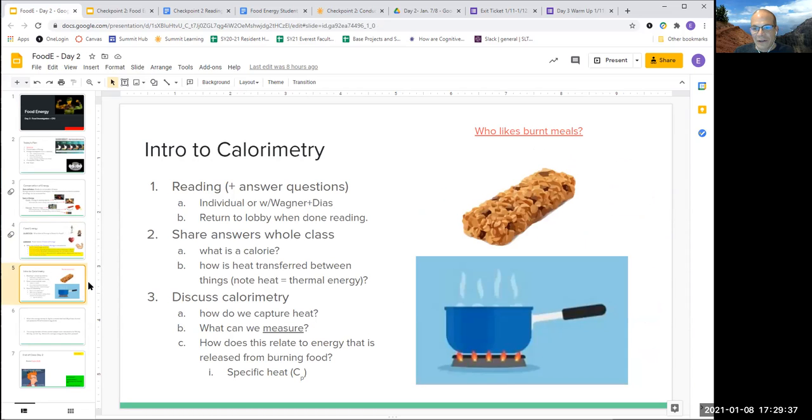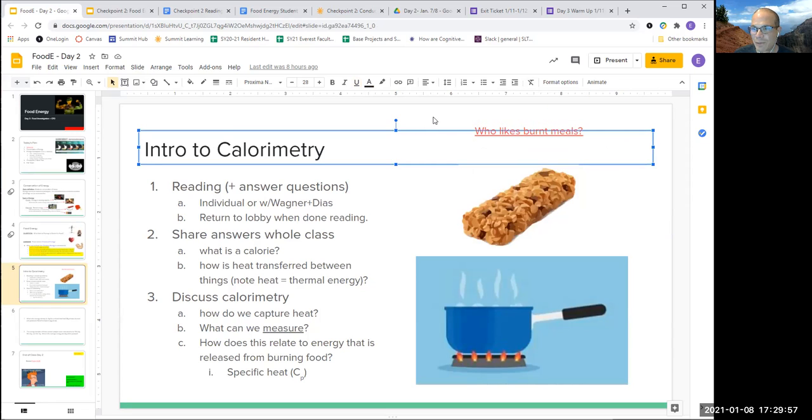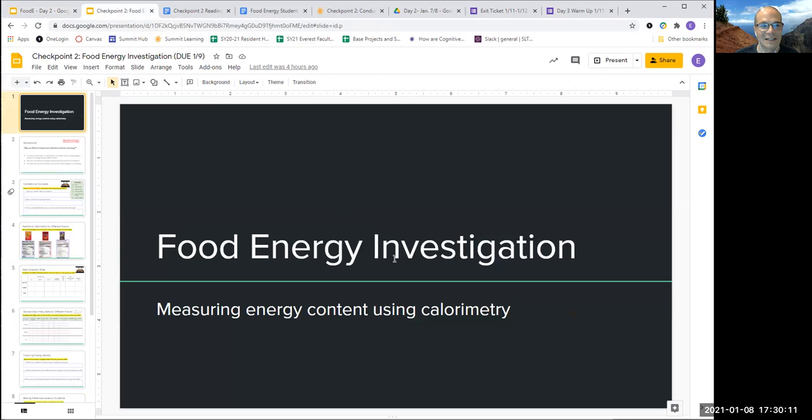then we started to get a little bit more geared towards what we're going to be doing in checkpoint 2. And we watched this video right here, Who Likes Burnt Meals? It's a short video, I think only between 3 and 4 minutes that you really need to watch. It's a nice video where a guy burns some food, and it's pretty impressive because it demonstrates the amount of energy contained within the food. We used that to help us think about checkpoint 2, which is what we did next.